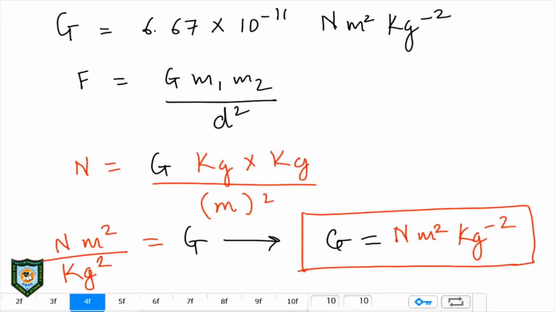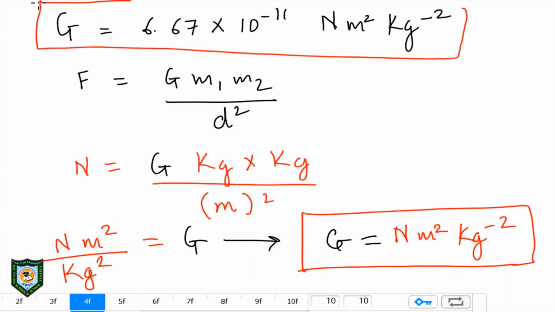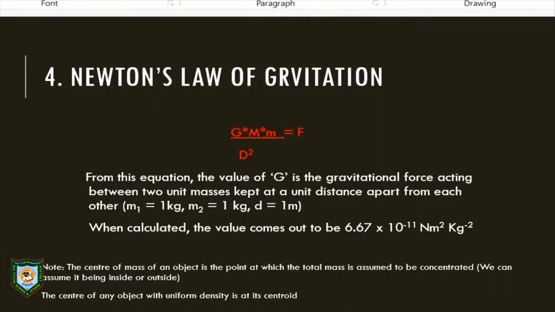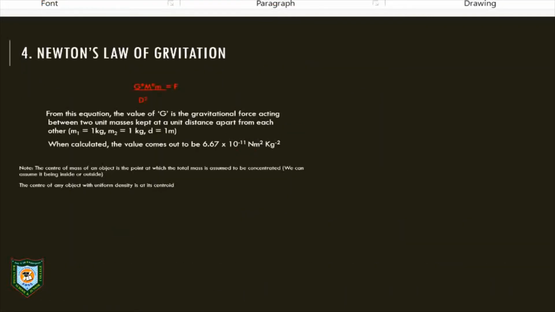Now all of you need to remember this particular value. Capital G is equal to 6.67 into 10 to the power minus 11 Newton meter square kg to the power minus 2, because this value is going to be useful in the numericals which we are going to solve in the future. Now back to our topic.